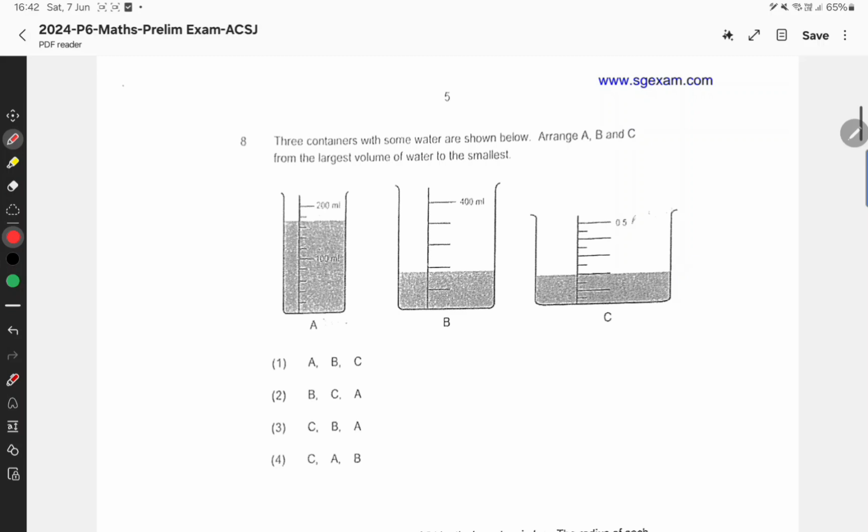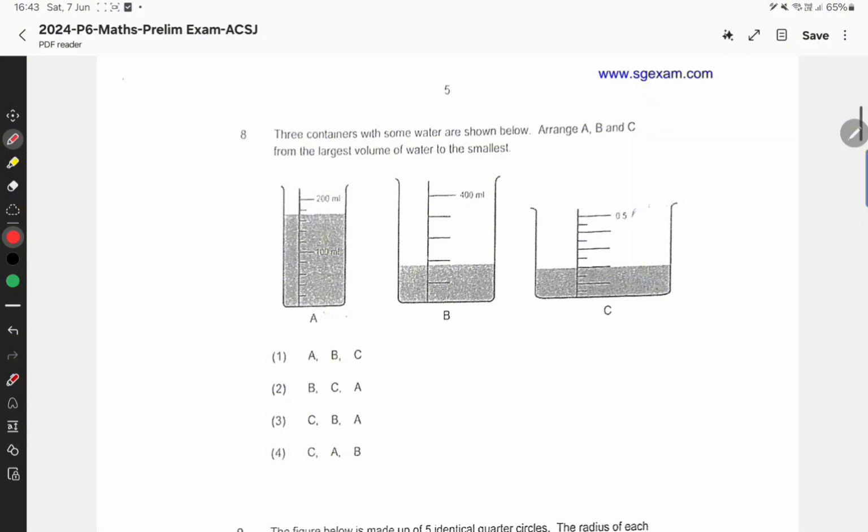Okay, next question. Question 8 is about volume. So 3 containers with some water are shown below. Arrange A, B, C from the largest volume of water to the smallest. Okay, so first thing we need to identify is what are the volume of water that we have. Over here we have 200 milliliter and 100 milliliter. So we need to find out how much water is in this container.